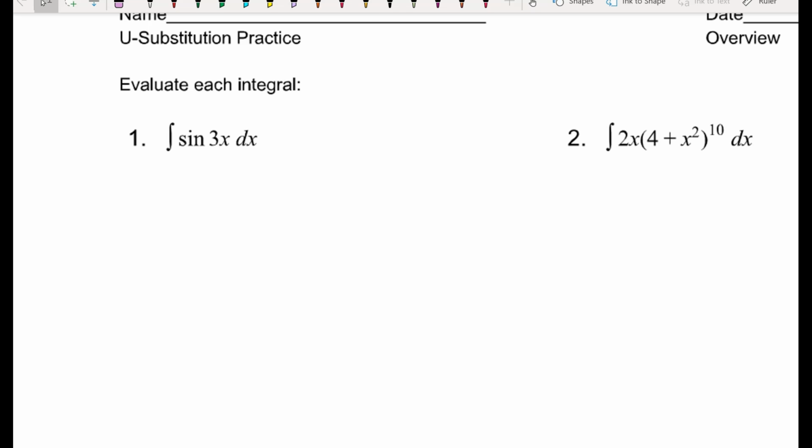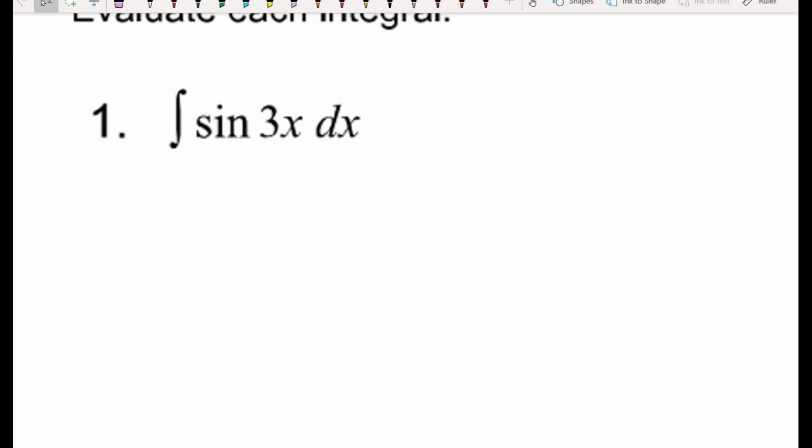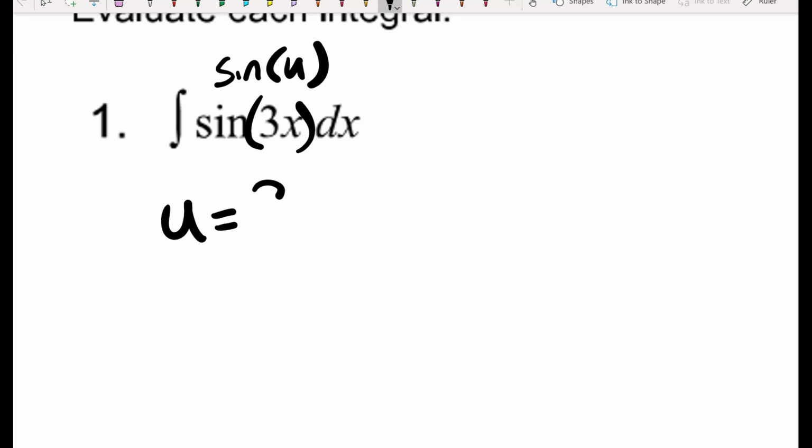Alright, in this video I'm going to go through a couple more U-substitution practice problems, starting with the integral of sine of 3x dx. Again, I'm looking for the composition of functions here to figure out what u should be. I don't know what to do with sine of 3x, but if I can make that look like sine of u, I would know how to integrate that.